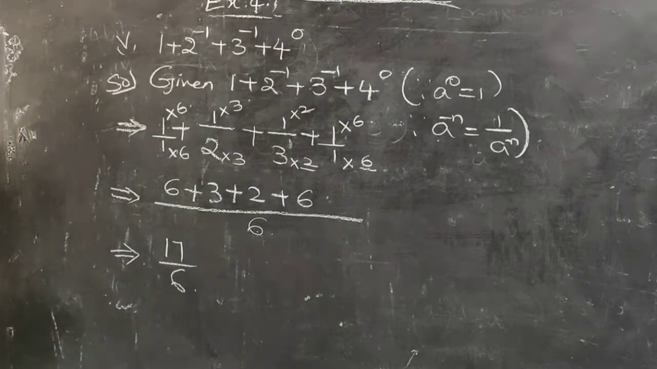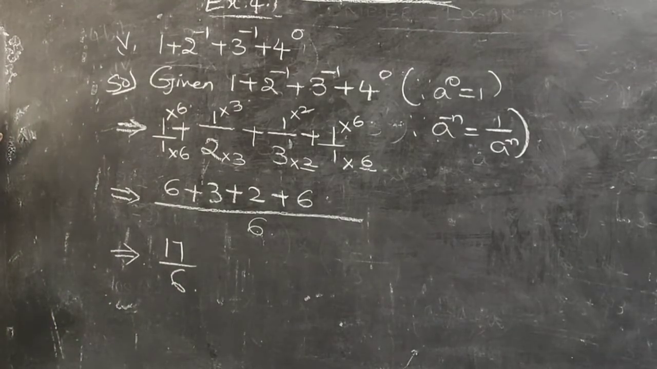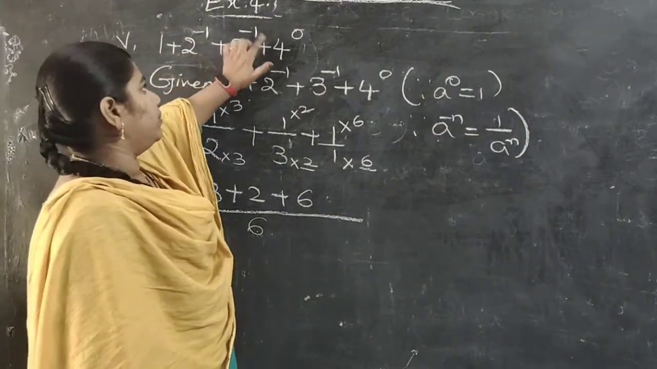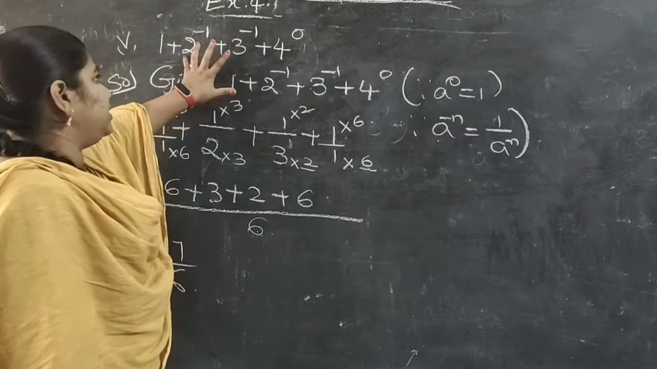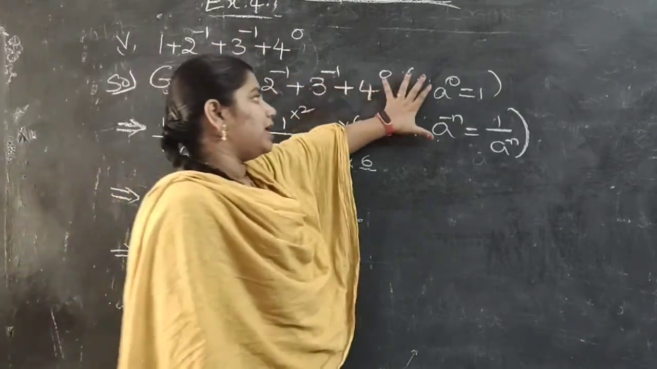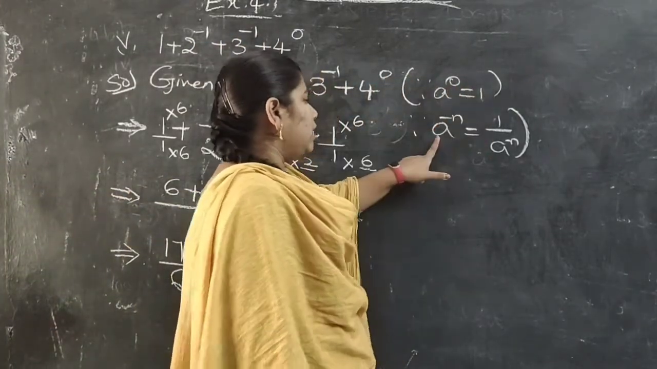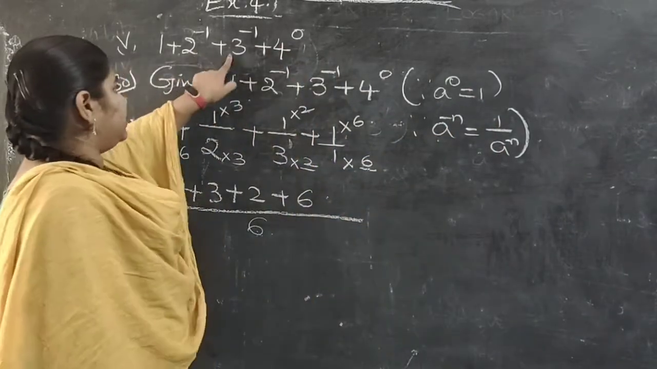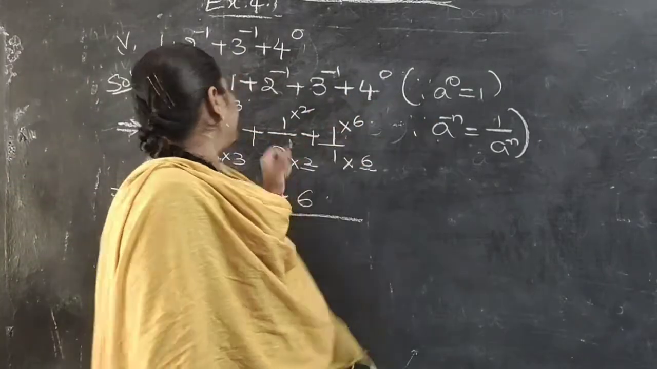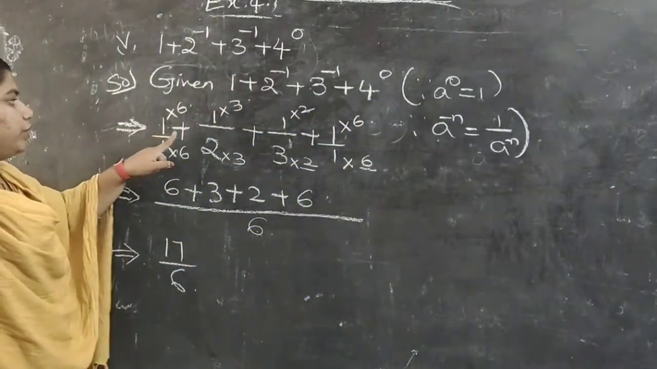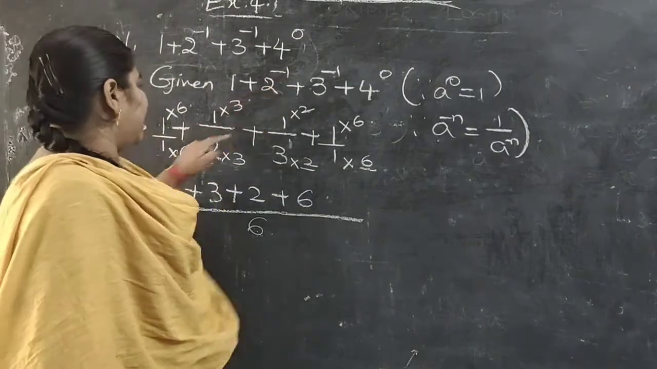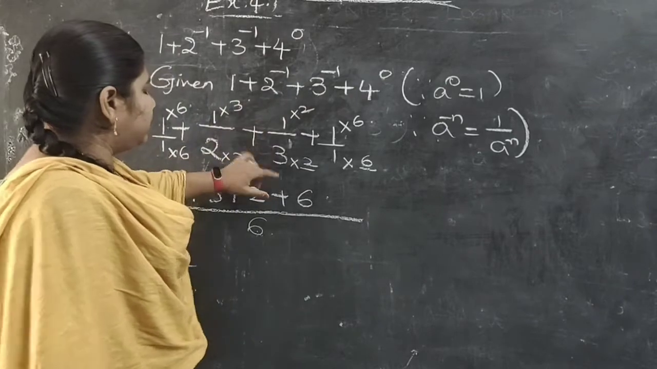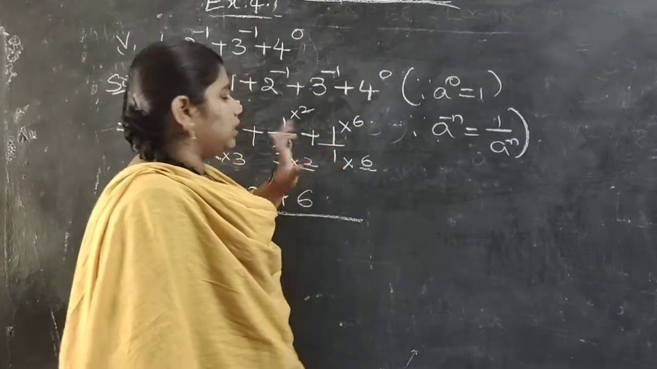17 by 6. So once again you see here, there is 1 by 1 plus 2 power minus 1 plus 3 power minus 1 plus 4 power 0. So these values are in the form of the formulas: a power 0 is equal to 1, and a power minus n is equal to 1 by a power n. So in place of these 3 terms we can apply these formulas. So it is 1 as it is, plus 2 power minus 1 can be written as 1 by 2, plus 3 power minus 1 can be written as 1 by 3, plus 4 power 0 is nothing but 1.